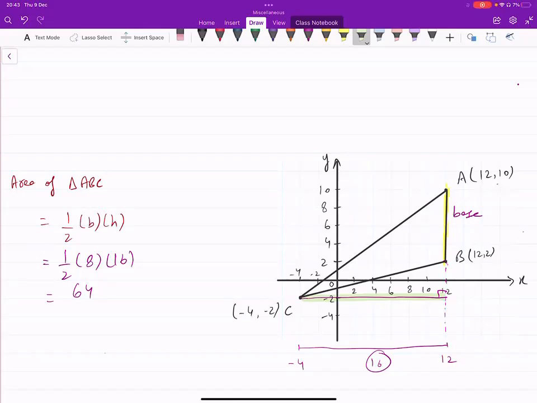अब base आपके पास क्या आ जाएगी? You see, this is 10, this is 2. So your distance कितना हो गया? 10 minus 2, that is 8. That's your base here. Similarly, the height. So this is going to be the height. जो perpendicular distance हमने देखा है, ये आपकी height बन गई.